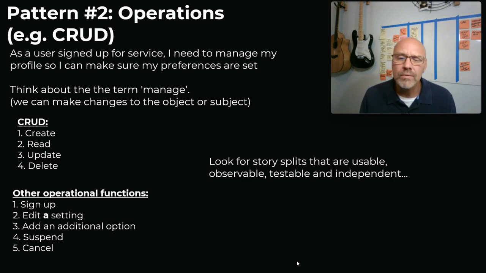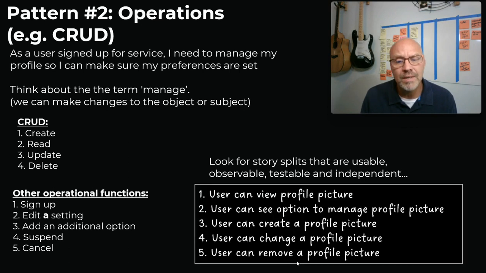So you want to look for story splits that are usable, observable, testable, and independent as well. So, for example, user can view a profile picture. User can see the option to manage the profile picture. User can create the profile picture, change it, remove it. You get it. Those are the kinds of items we're talking about when we're splitting stories using this pattern of operations.